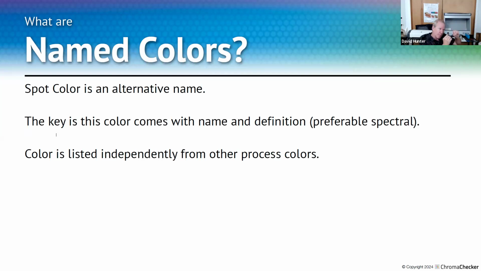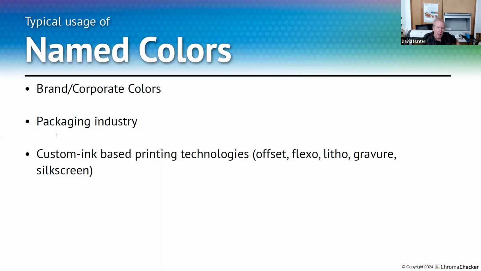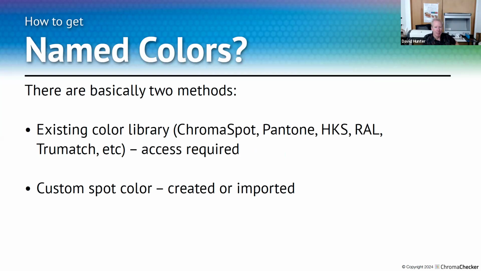So essentially we have a process workflow that goes through ICC profile conversions, and then we have a name color conversion that goes through a lookup table. So it's a completely separate workflow for the spot color. Hence, you don't want spot colors or name colors to have CMYK or RGB values if you can help it. They should be a device-independent colorimetric or spectral value so that it's device independent and can render appropriately on the process. And of course, we use them for brand colors, corporate colors, packaging, and custom inks for different types of print processes.